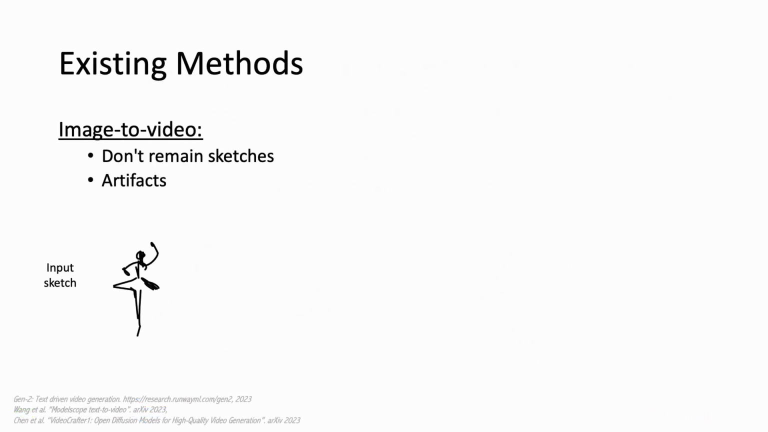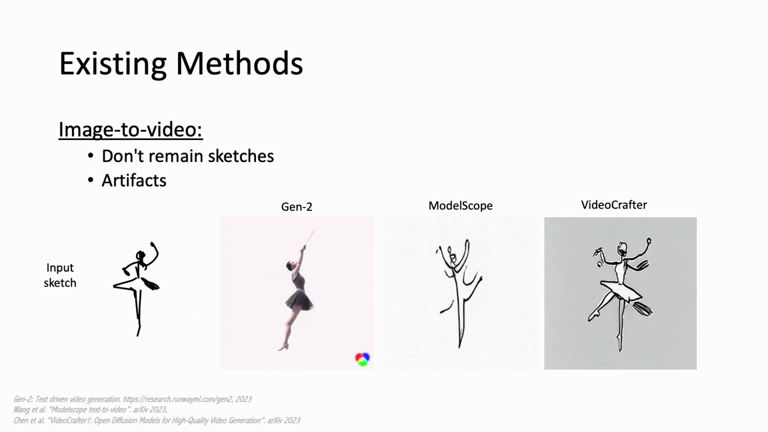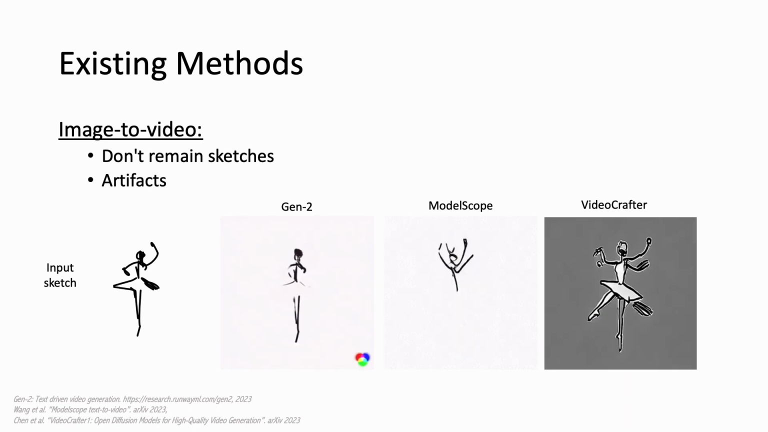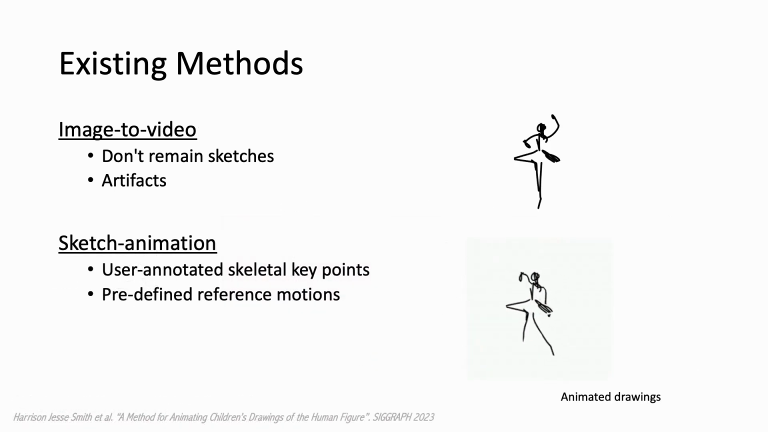In terms of existing methods, the immediate candidates for this task are image-to-video pipelines, but even the best closed-source models struggle with this type of input. They are strongly biased towards real data, so at best we get the sketch to change shape or transform into a real object. On the other hand, sketch animation methods are almost always based on direct reference motions and mapping them to user-annotated key points. This can be fine for humanoid figures, but really breaks apart when you're trying to animate, say, a fish.